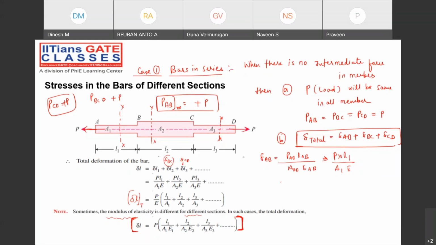Is it done, all of you? Wherever the bars are connected in series, how to find the total deformation or individual deformation, is it clear? Tell me, guys. Is it done? Shall we solve one or two problems?